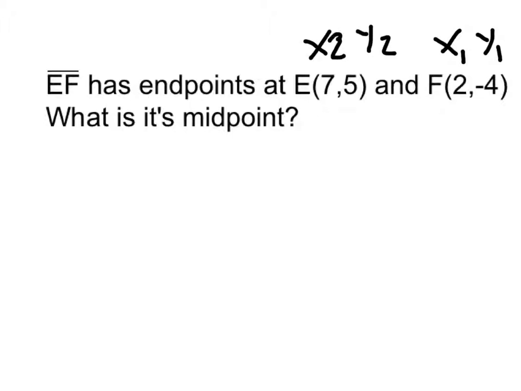Our second point, and that's what the subscripts 1 and 2 stand for. It's just saying first point's x coordinate, first point's y coordinate, second point's x, second point's y. So I'm going to go ahead and set up the formula.